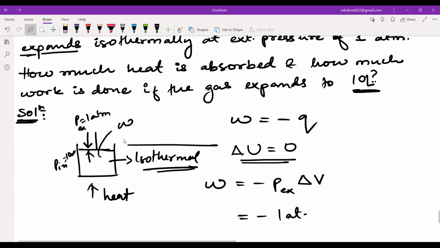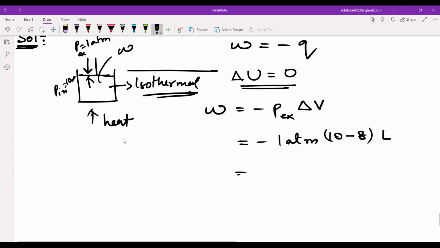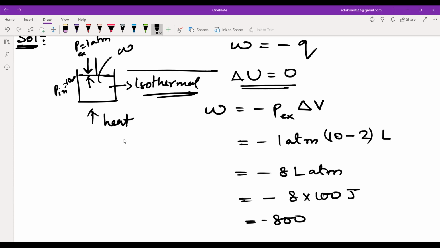So 1 atm, delta V is 10 minus 2 liters, which will be equal to 8 liter atm, and this will be equal to minus of 8 into 100 joules, which is minus of 800 joules. Yes or no?